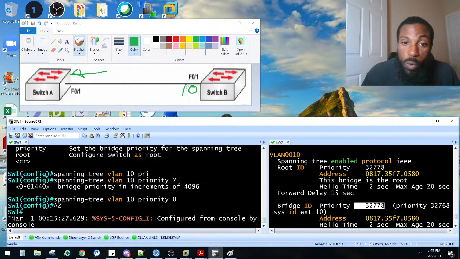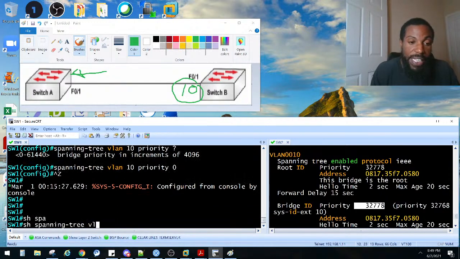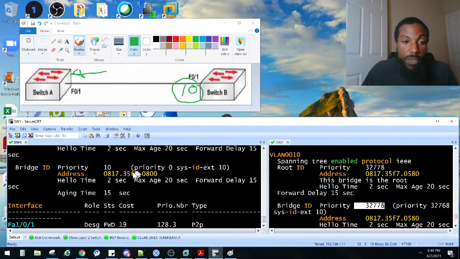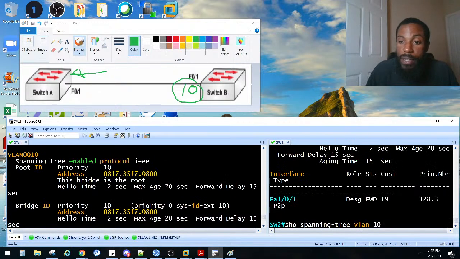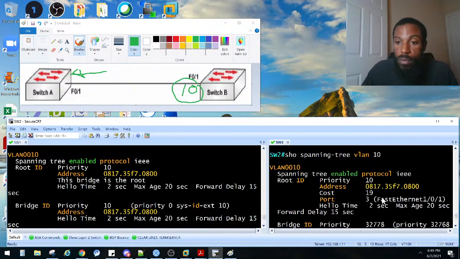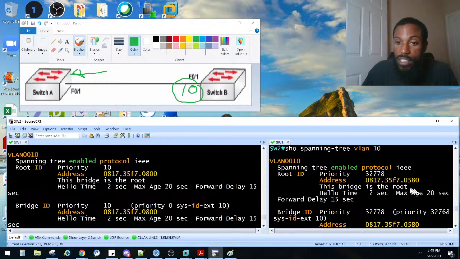Remember, he was the root bridge for VLAN 10, right? So now let's see. We do show span VLAN 10. It's probably going to be learning right now. Who is the root bridge? Not yet, not me. It's still this guy, right? We do a check right here. Where is it? He was the root bridge for VLAN 10.